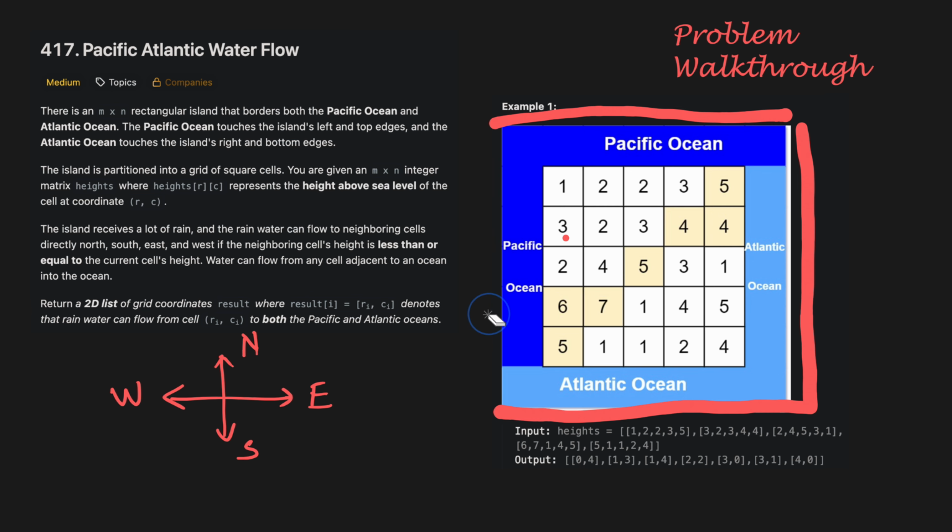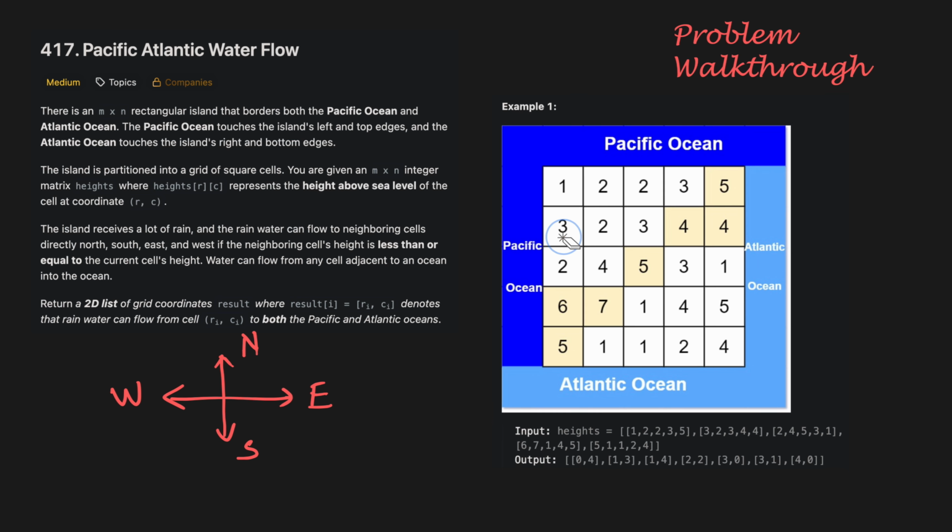Let's look at an example to make this crystal clear. Suppose we have this heights matrix. Again, here we have the Pacific Ocean and here the Atlantic Ocean. Now the simplest starting point is these two cells, as they directly border both oceans. So, water can easily flow from here to both the oceans as the height is more than the sea level. So, we add the coordinates, aka rows and columns of these cells, 0, 4 and 4, 0, to the answer.